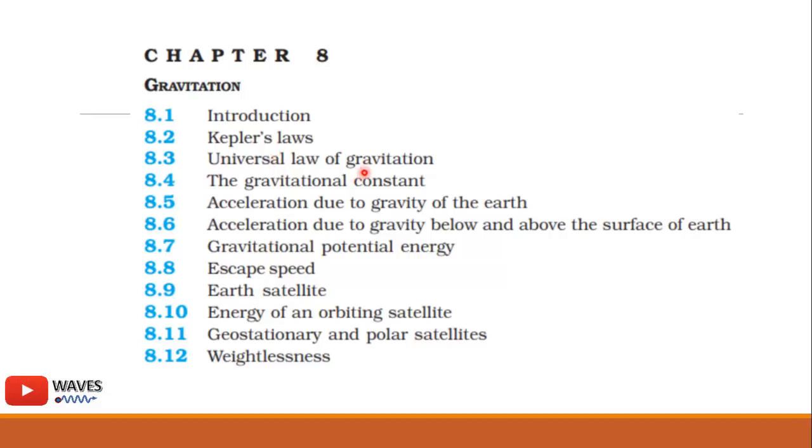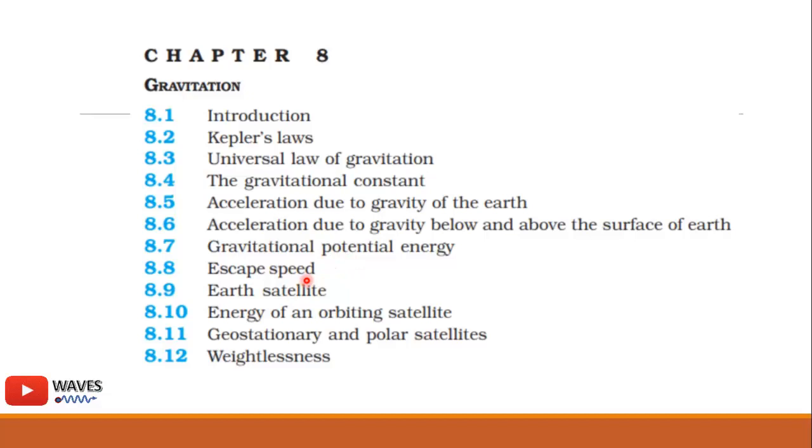Similarly, we have the universal law of gravitation, which you might already have learned in your lower classes. Then we have the gravitational constant, which is capital G, if you remember. And also you have studied acceleration due to gravity in your lower classes, which is denoted by small g. Its value is 9.8 meters per second squared. Acceleration due to gravity below and above the surface of the earth is definitely different, and we will study that. We also talk about gravitational potential energy, and we talk about the escape speed.